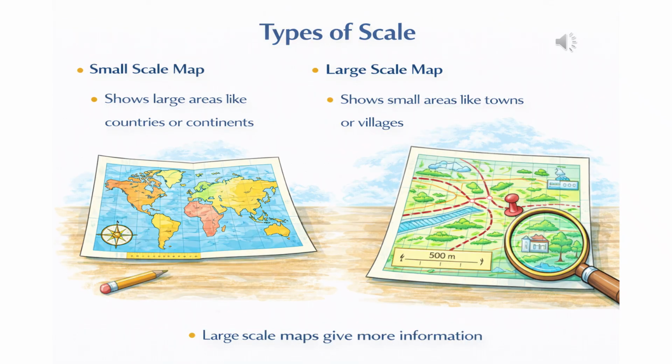There are two types of scale. A small scale map shows large areas like countries or continents. A large scale map shows small areas like towns or villages. Large-scale maps show more details than small-scale maps.